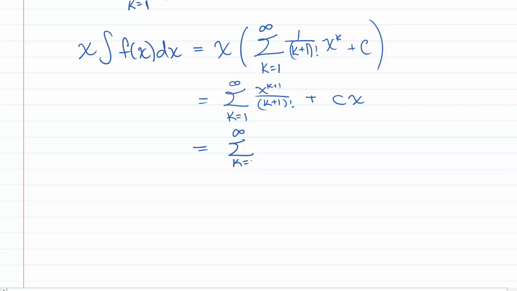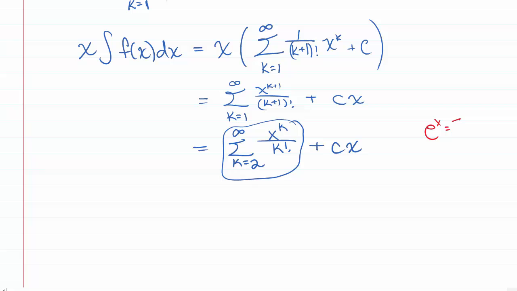With an index shift, we get the sum k goes from 2 to infinity of x to the k over k factorial plus cx. But now we recognize this. We know, off here to the side, we know e to the x is the sum k goes from 0 to infinity of x to the k over k factorial.